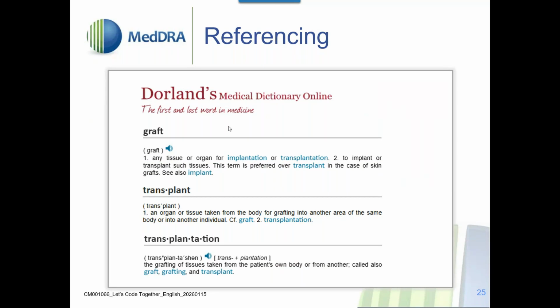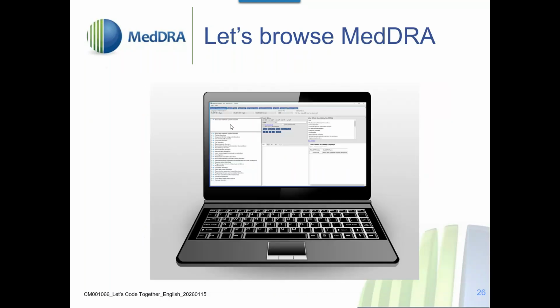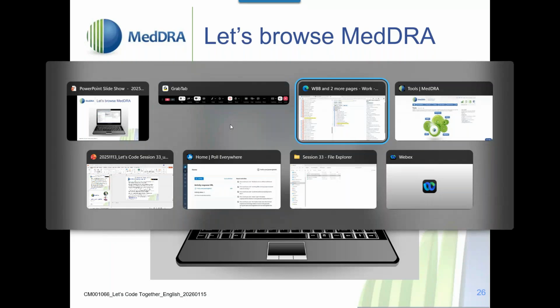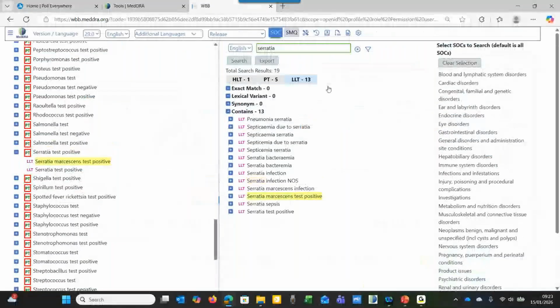So we still don't know from our verbatim what the site is, what the organ is, and we don't know where the vascular problem occurred, in the donor or the recipient. So let's go to the browser, see what we can find here. So I'm going to look firstly for transplants. Oh, so it's transplant or graft.